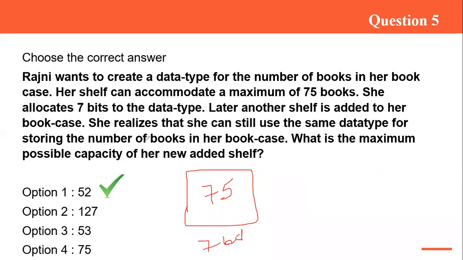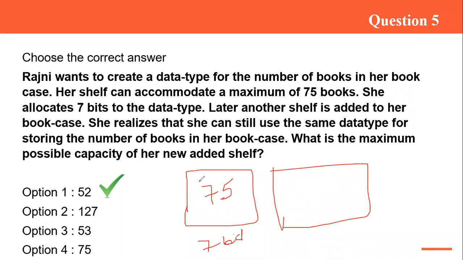Now after that, later another shelf is added to her bookcase. So we got one more shelf. In that one more shelf, using the same data type, how many more books can we store? That's the question, right? The same data type, storing the number of books in our bookcase. What is the maximum possible capacity of our newly added shelf? In this shelf, how many books she can store is the question.